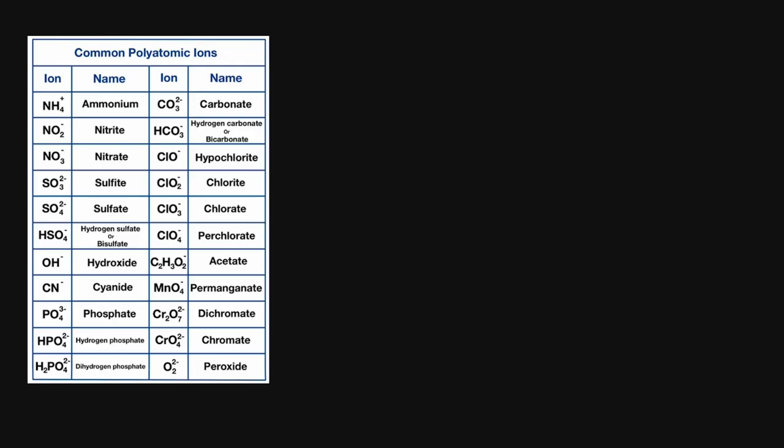If you look at this table of commonly used polyatomic ions, it's your job to memorize each formula and name. So now, what is a polyatomic ion? Let's look at ammonium. We actually have nitrogen bonded with 4 hydrogens, and then they have a positive charge.